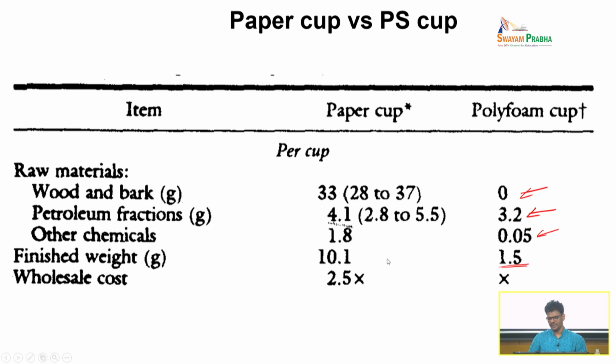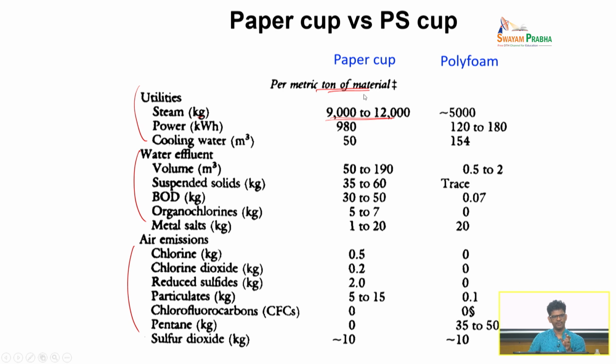So, that means for equal mass, you can actually make 6 times more cups in the case of polystyrene versus paper, right, because the weight ratio is 1.5 to 10.1. So even though here we compare on a kilogram or ton basis, this is not based on the number. If you compare by number, the polyfoam cups could be made 6 times more than paper cups, okay, but that is okay. In any case, this is based on per metric ton of the material, not per ton of cups. Okay.